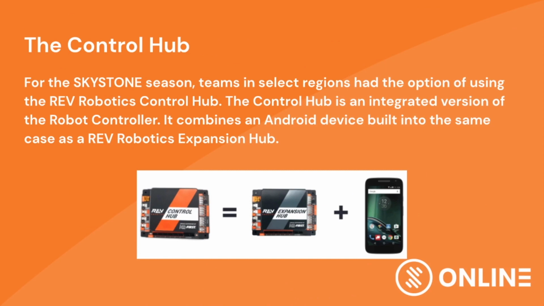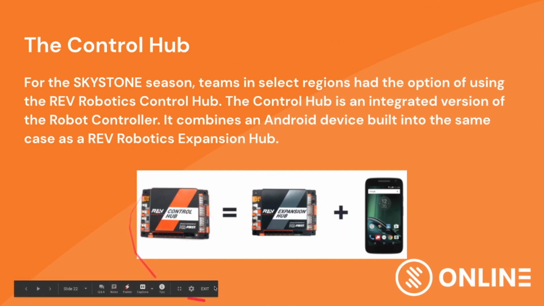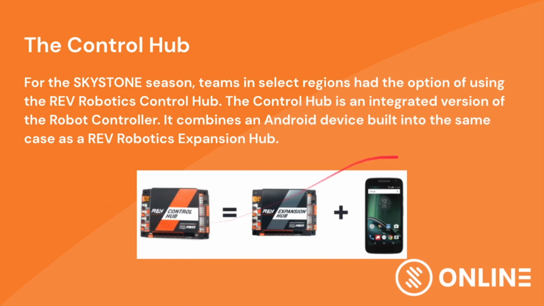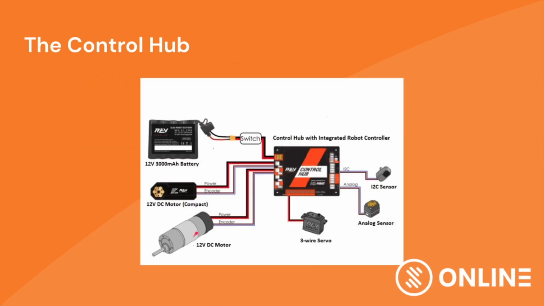So luckily, my team was able to have this last season, and it's genuinely a lot better than having the expansion hub and the phone, because a lot of the times the USB connection is super finicky, and a lot of times last year ours just disconnected mid-match and we couldn't do anything about it. So having an all-in-one option is really great because you don't have to worry about having either of them separately charged. You don't have to worry about charging the phone. The one battery will charge everything for us.